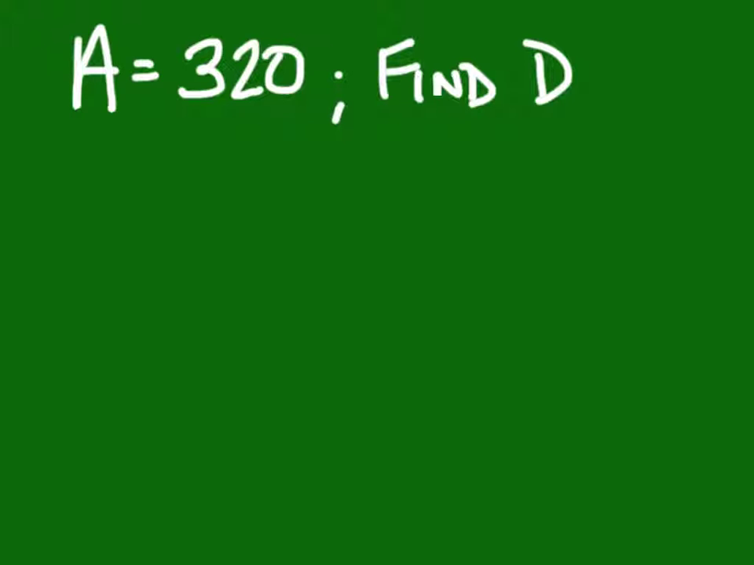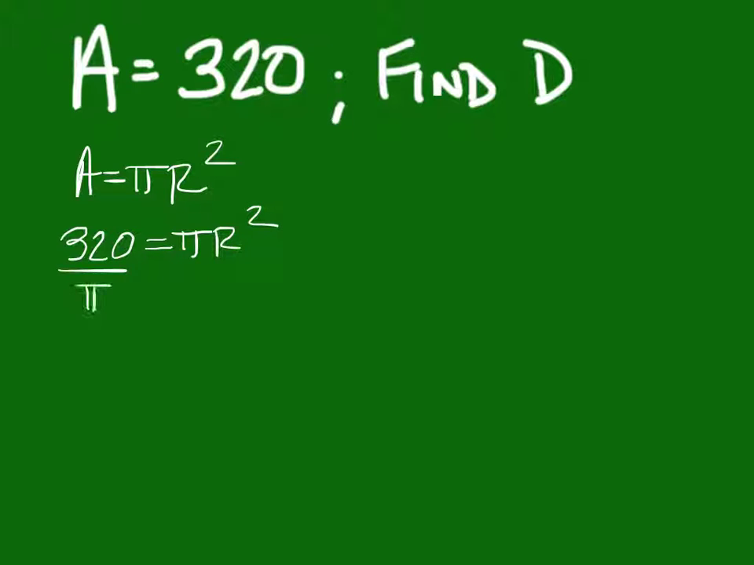For your solution, you have to start with A equals pi r squared, because that's what you're given, is the area. So where you see the A, you put in 320. And then to get the r squared by itself, you must divide both sides by pi. That's because the pi's cancel out on the right, and you're left with r squared. On the left, you have 320 over pi.